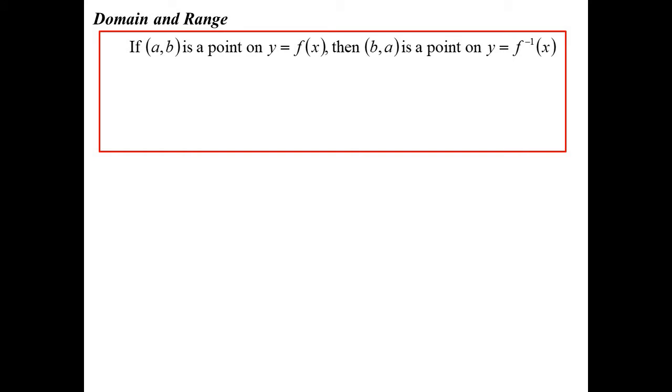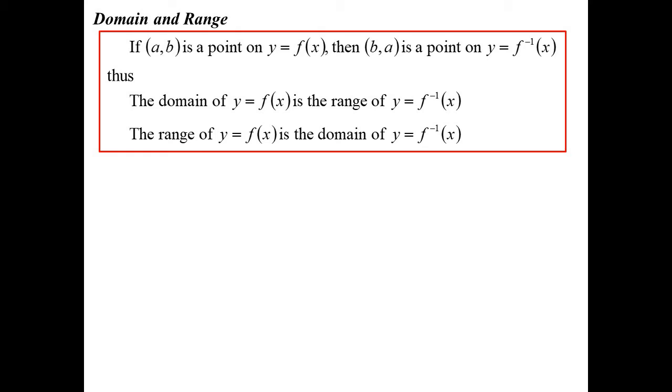Okay, so we know (a, b) is a point on the original function. Again, the y's and the x's swap round. So (b, a) will become a point on the inverse. And so that's another way of working out domain and range. Sometimes you might find, rather than trying to find the range, which is the one most people have issues with, rather than trying to find the range of a function, try and find the domain of its inverse, because they should swap around. The domain of the function will be the range of the inverse, and the range of the function will be the domain of the inverse.